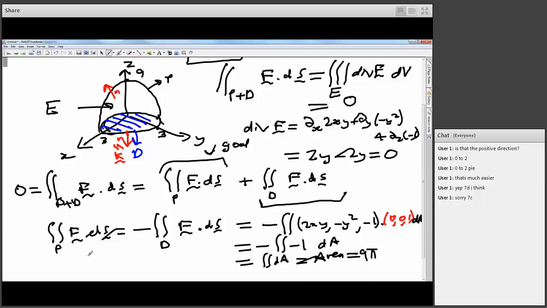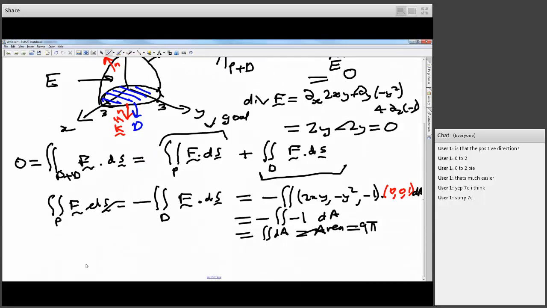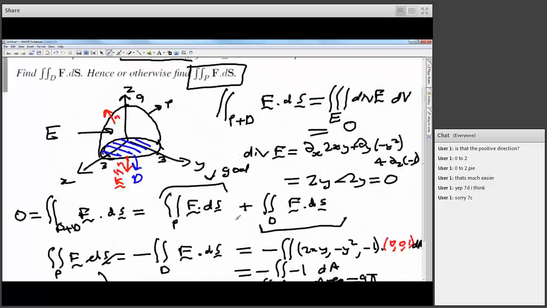So if I haven't made a mistake, we can see that the flux through the paraboloid is equal to 9 pi. Which in that case was an easy thing. Now, why this particular problem is nice is mostly because the divergence collapsed down to something really simple. That's what really made it easier. If the divergence didn't collapse down to zero, then that approach might not work very well.